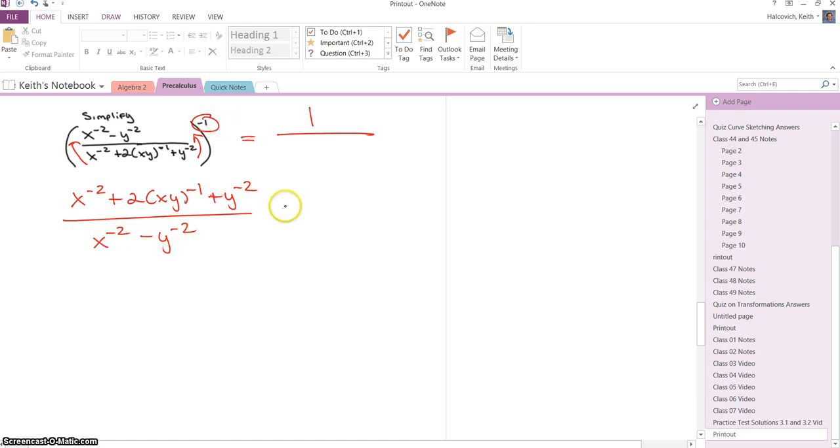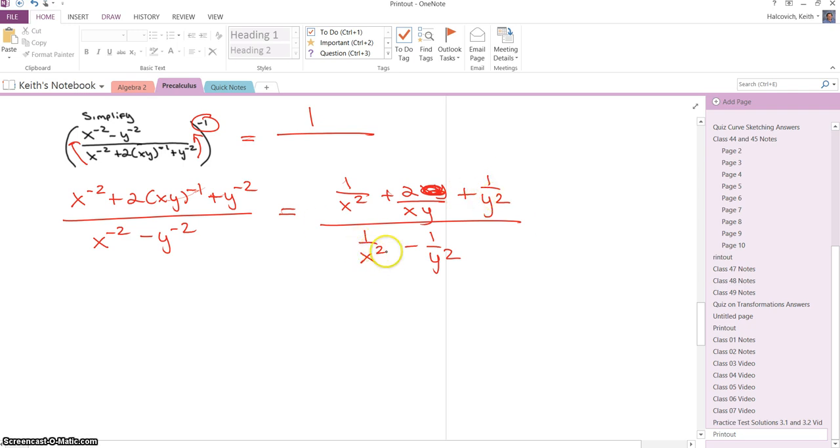Then we can make these positive. So we have 1 over x squared plus 2 times xy, or sorry, 2 over xy, because the xy go to the bottom because of the negative 1, plus 1 over y squared, over 1 over x squared minus 1 over y squared.